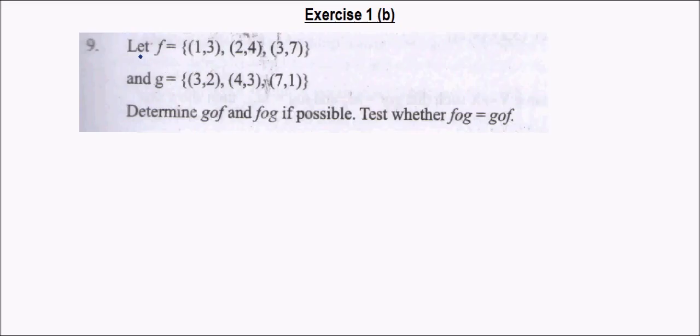Question number 9. Let f = {(1,3), (2,4), (3,7)} and g = {(3,2), (4,3), (7,1)}. Determine g∘f and f∘g if possible. Test whether f∘g is equal to g∘f.